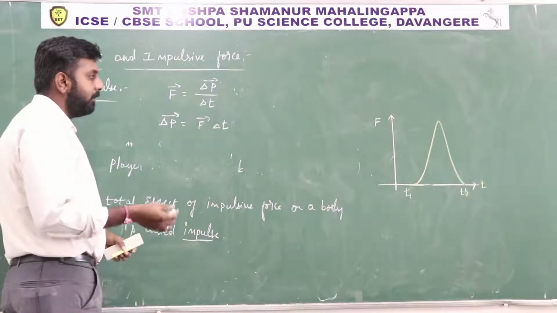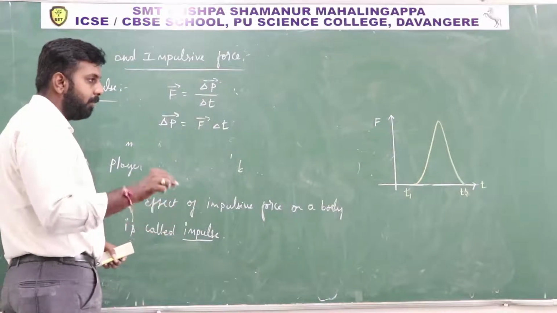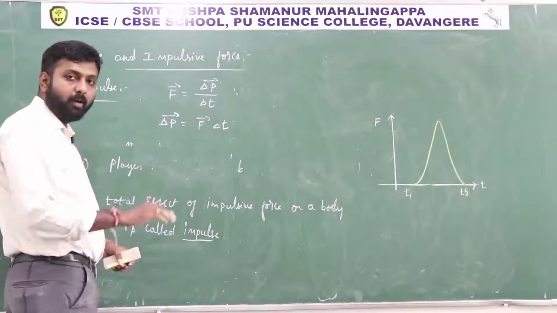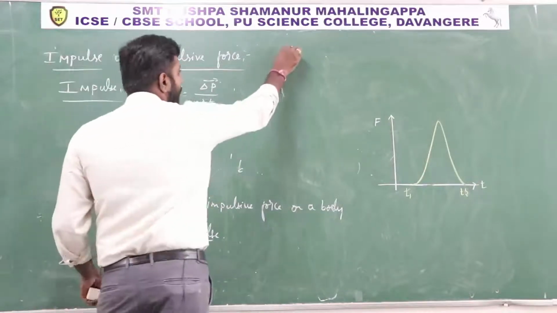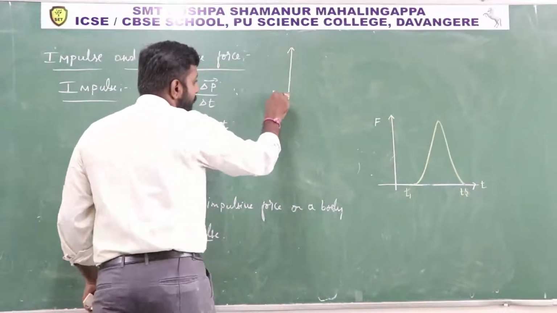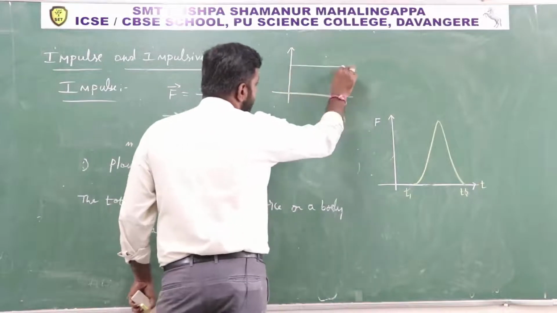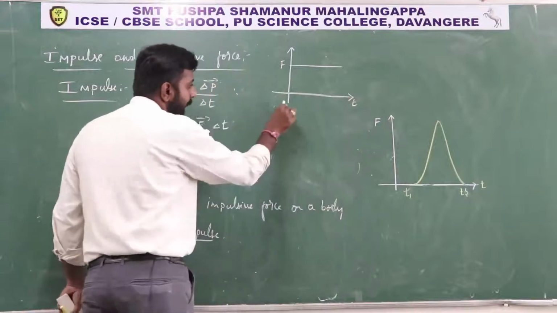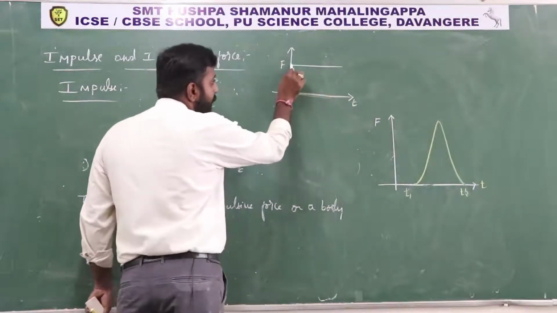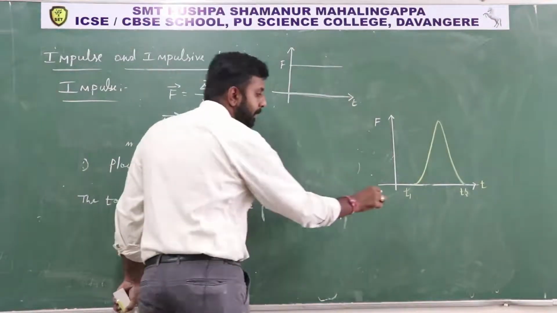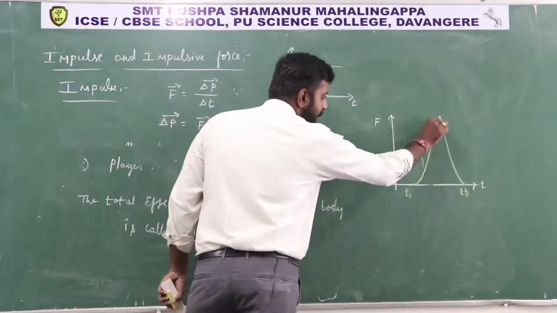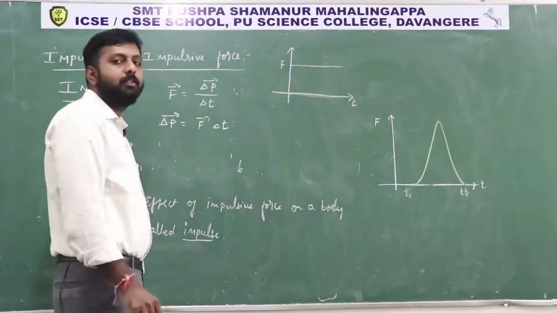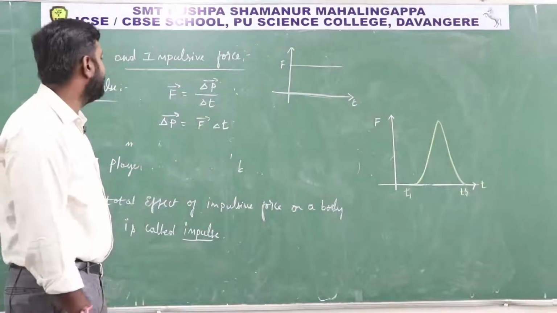And I said that the force in a small interval of time is variable, not a constant force. Constant force you can represent like this. This is the force, this is the time: as time is changing, force is not changing. But here, as time changes, the force is changing. This is variable, and this is the representation of constant force.